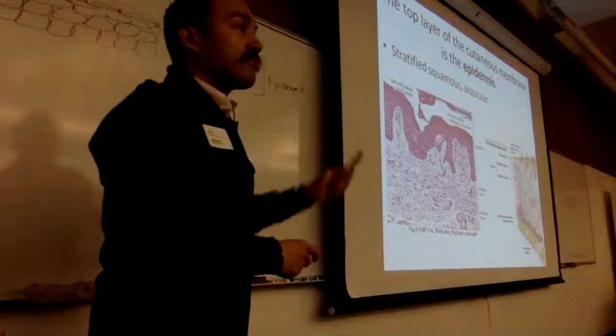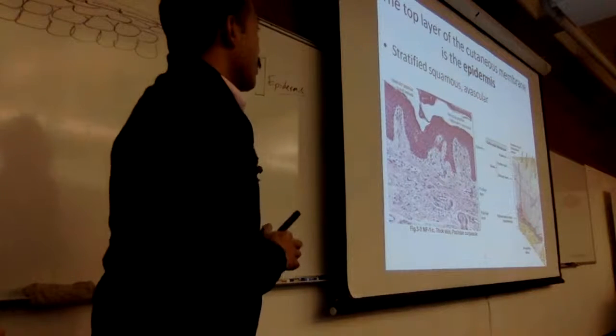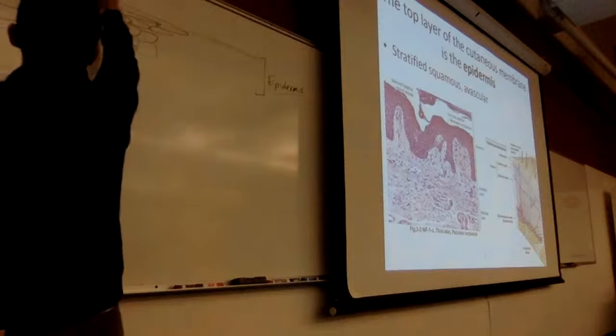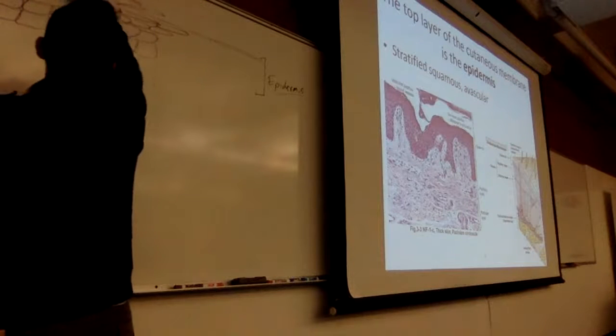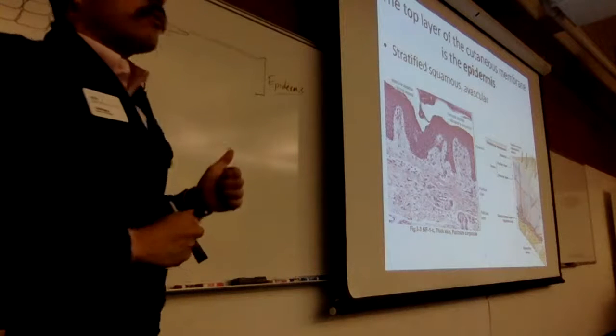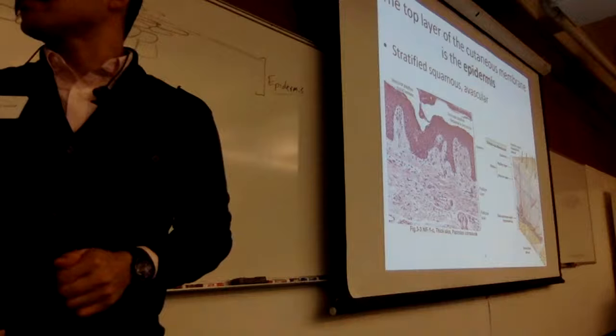It's avascular, no blood vessels. Stratified squamous, keratinized, the top layer flakes off. So it's really dry and flaky up here. Cool, okay. It's epidermis.